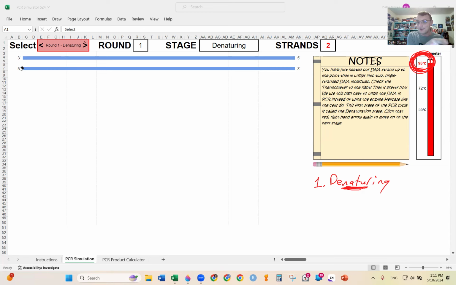Now, your cell can't do this. It needs helicase because if we heat you up to 95 degrees Celsius, that's close to boiling water. And so that's kind of lethal, right? If you have a fever of 95 degrees Celsius, you're dead, right? So your body has to use enzymes. But in the test tube, it's not alive, right? So we can heat it up to 95 degrees Celsius and break the rules there.